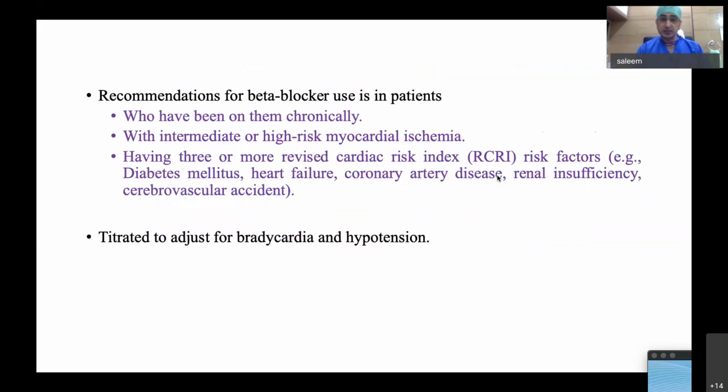Recommendation for beta blocker use is in patients who have been on them chronically, with intermediate or high-risk myocardial ischemia and 3 or more revised cardiac risk index factors like diabetes mellitus, heart failure, coronary artery disease, renal insufficiency, and cerebrovascular accident. The beta blocker should be titrated to adjust for bradycardia and hypotension.